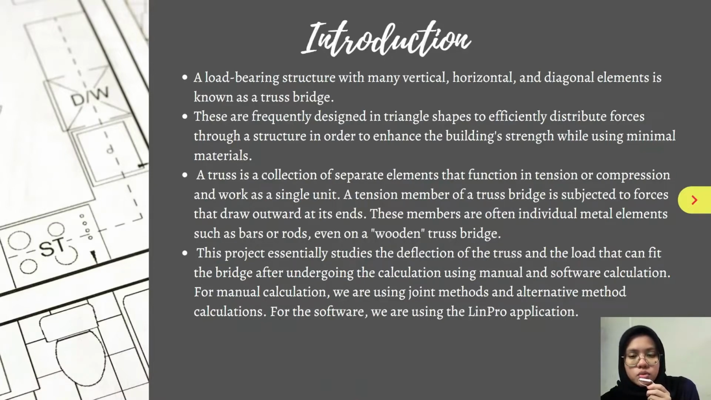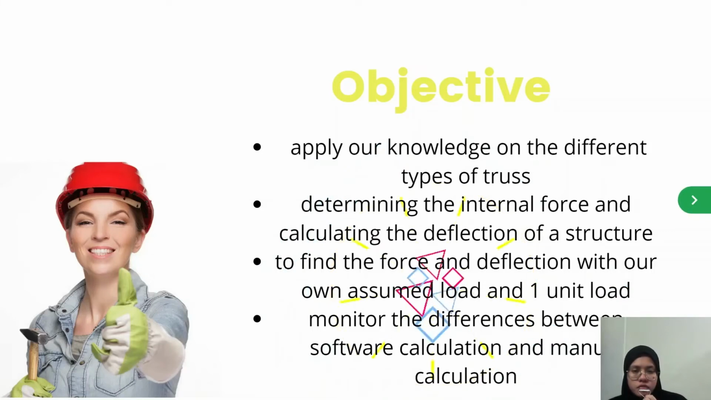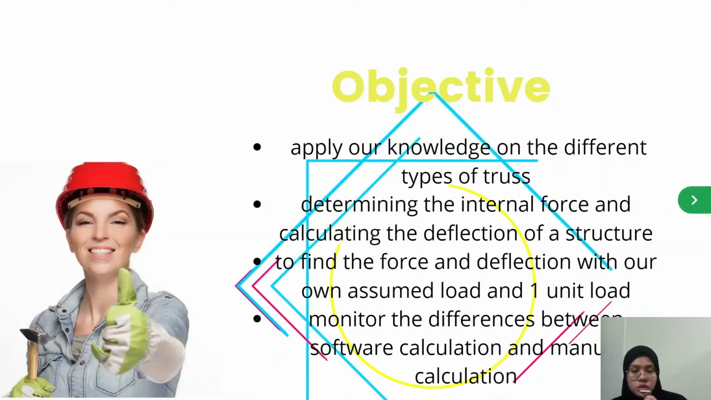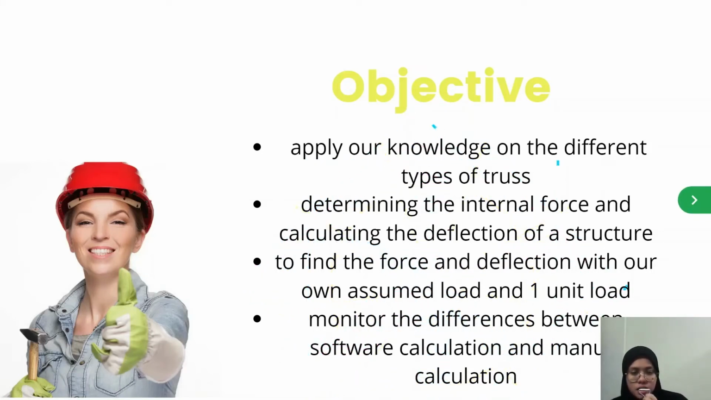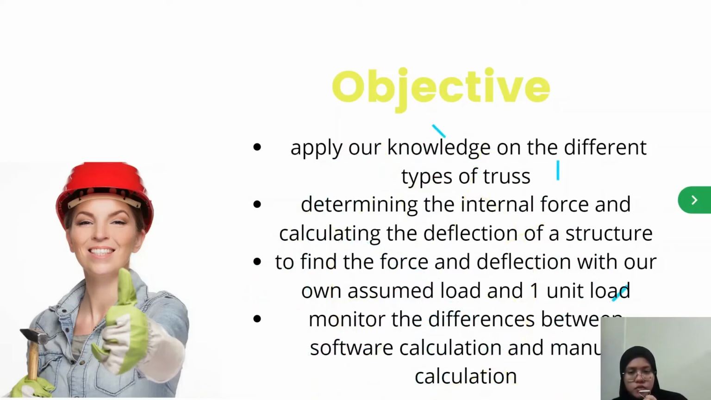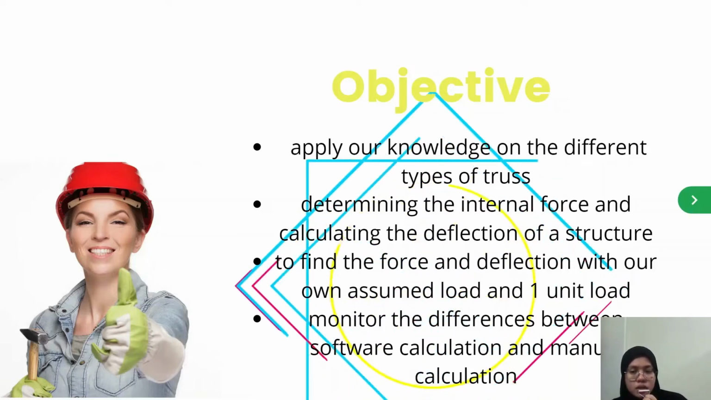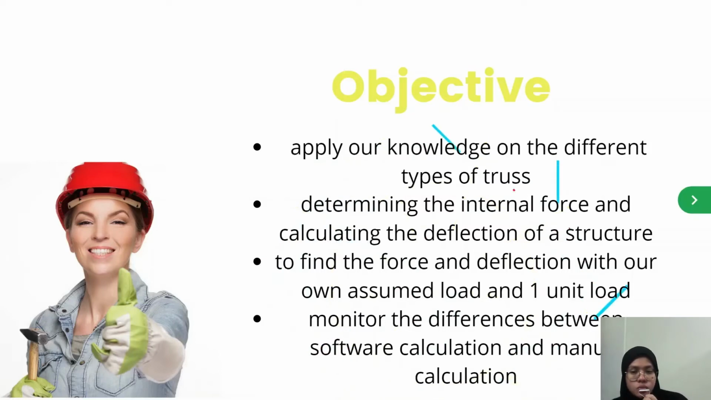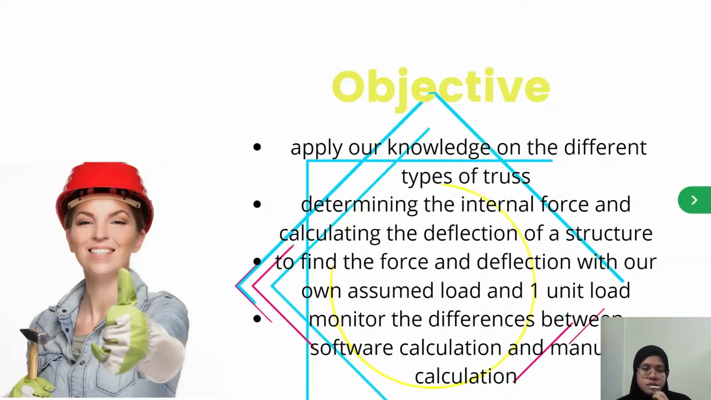For manual calculation, we are using the joint method and an alternative method. For the software, we are using the LinPro application for the calculation. For the objectives, the first one is to apply our knowledge on the different types of truss, then to determine the internal force and calculate the deflections of a structure, and to find the force and deflections with our own assumed load and one unit load, then to monitor the differences between the software and the manual calculation.